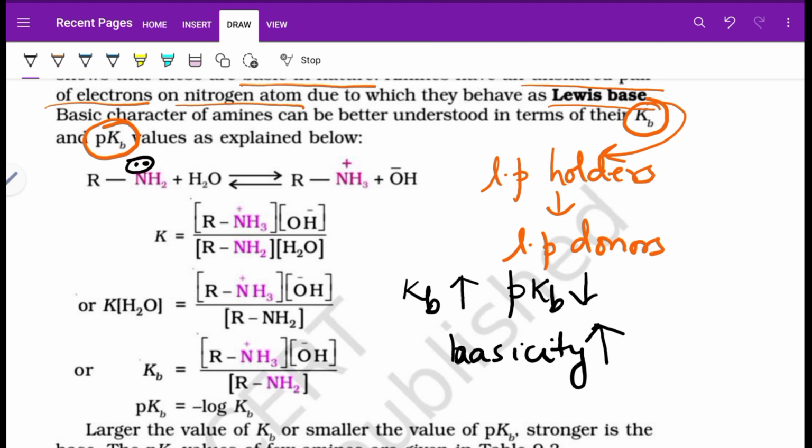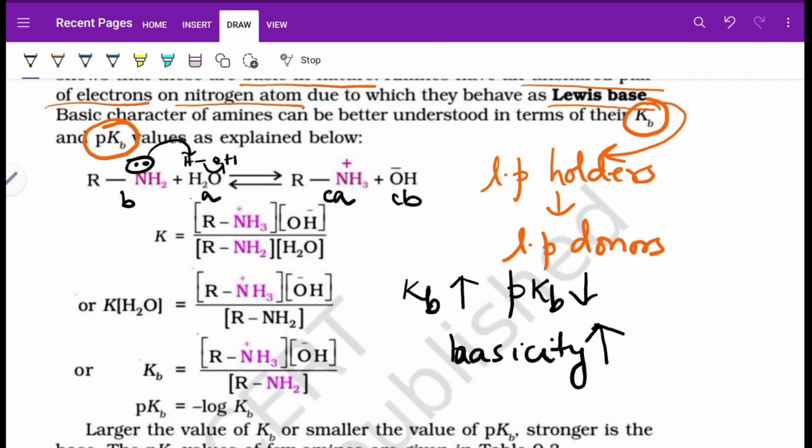So RNH2 with its lone pair abstracts the H of H2O and generates OH minus. So RNH2 is acting as the base, and H2O is acting as an acid here, and you obtain RNH3 plus, which is capable of donation of H plus, and so it is the conjugate acid, and OH minus is capable of abstraction of H plus, so it is the conjugate base.